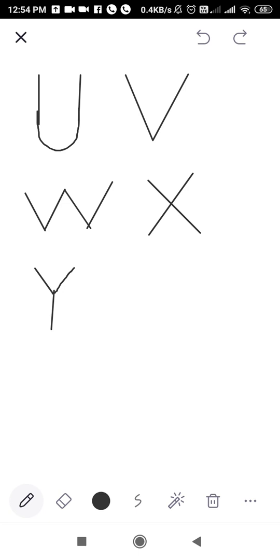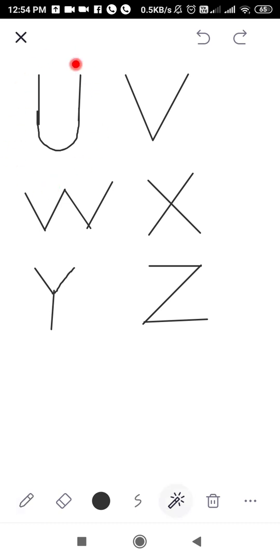And then last one, letter Z. So to draw letter Z, first draw two sleeping lines and join them by using one cross line. So it's letter Z.